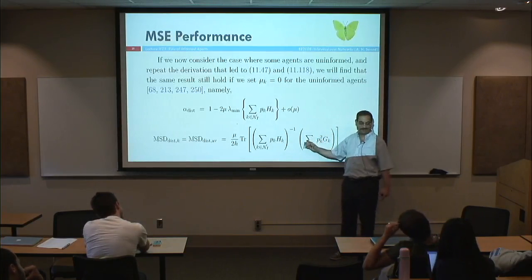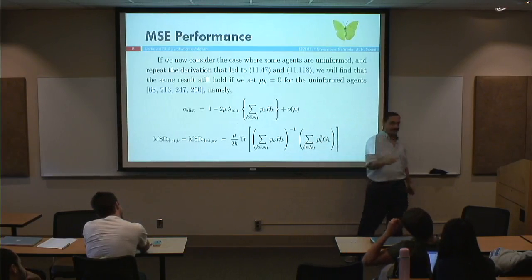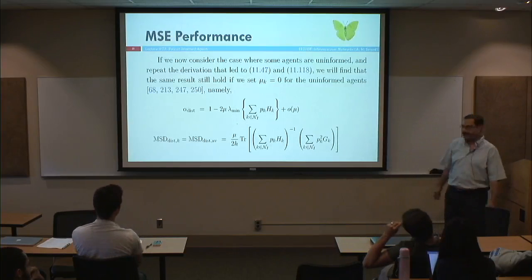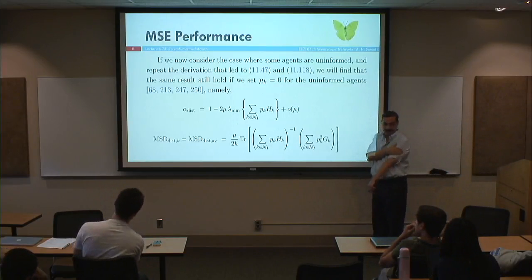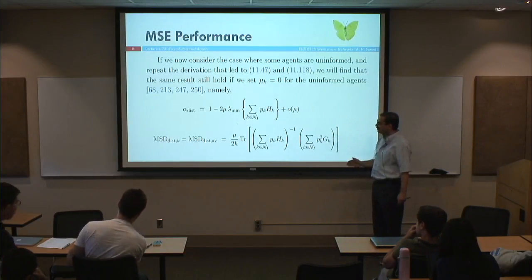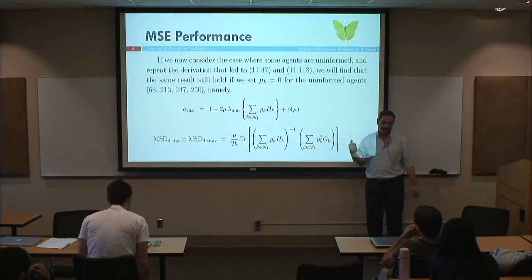So this is the term that determines it. I'm going to show you examples now, analytical examples, where depending on the topology and on the combination policy you are using, adding more informed agents can make things worse or better.